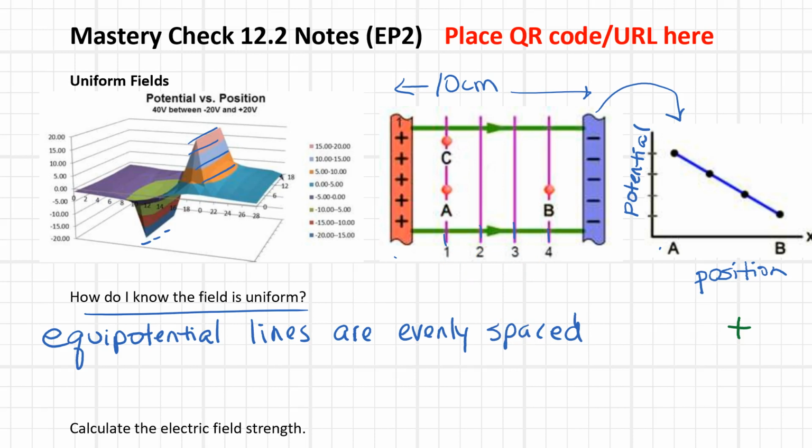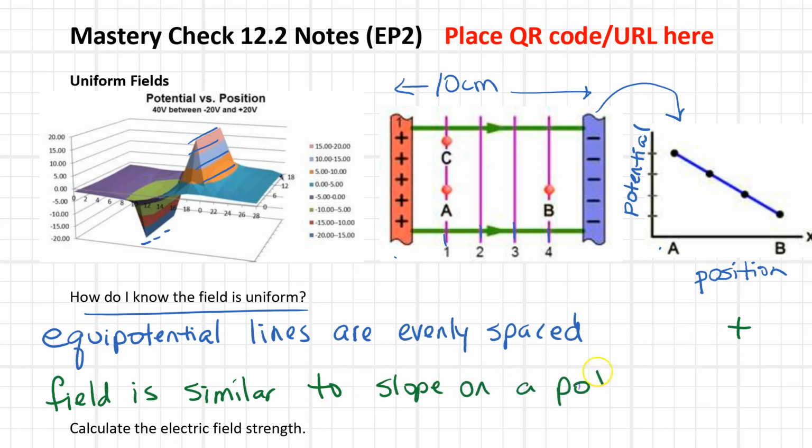And just remember, you can think of how strong the field is as similar to the idea of a slope on a potential diagram. Whether you're looking at a cool 3D one here, you can say this has a nice even slope, or if you're looking at a two-dimensional version of one, or if you're looking at this one, you can imagine it's going from uphill to downhill.